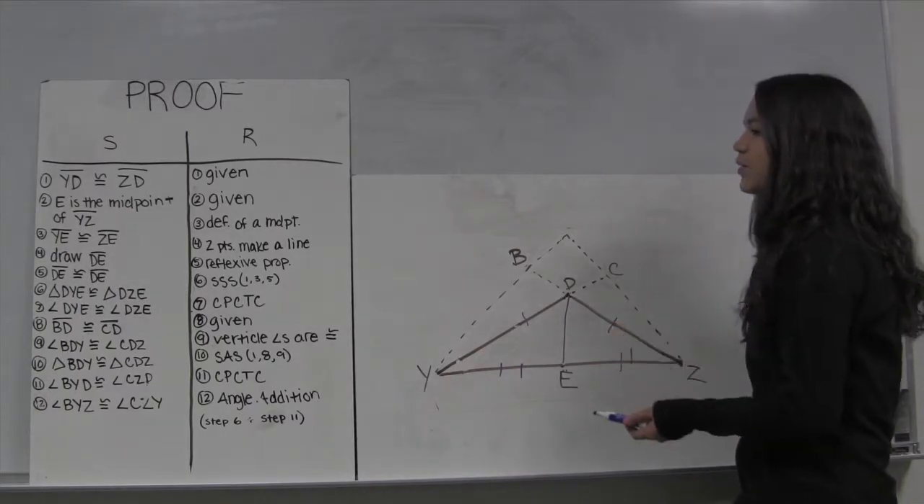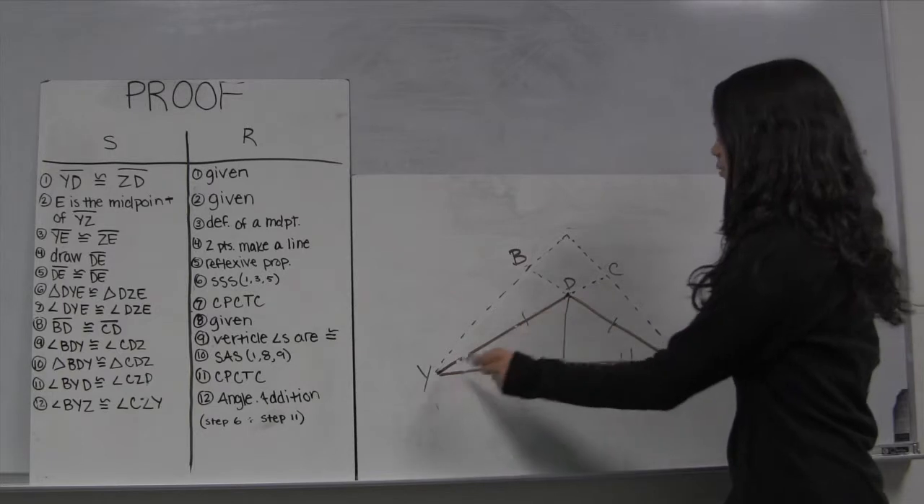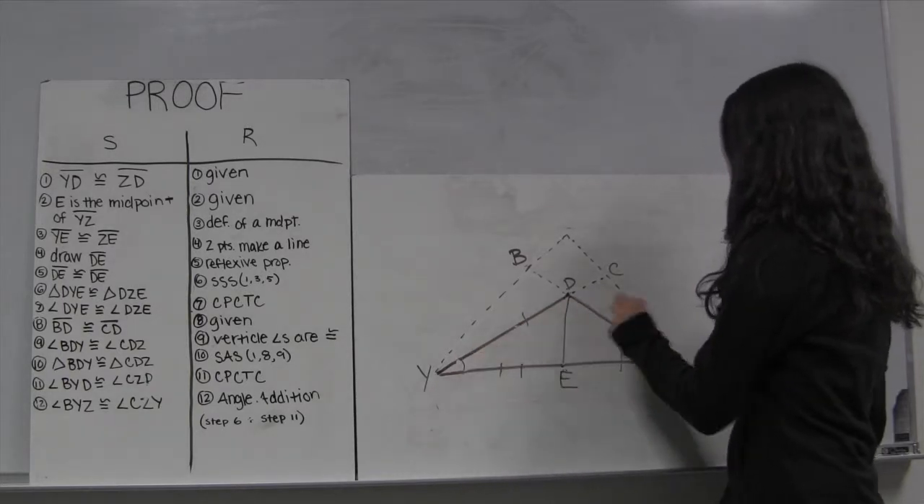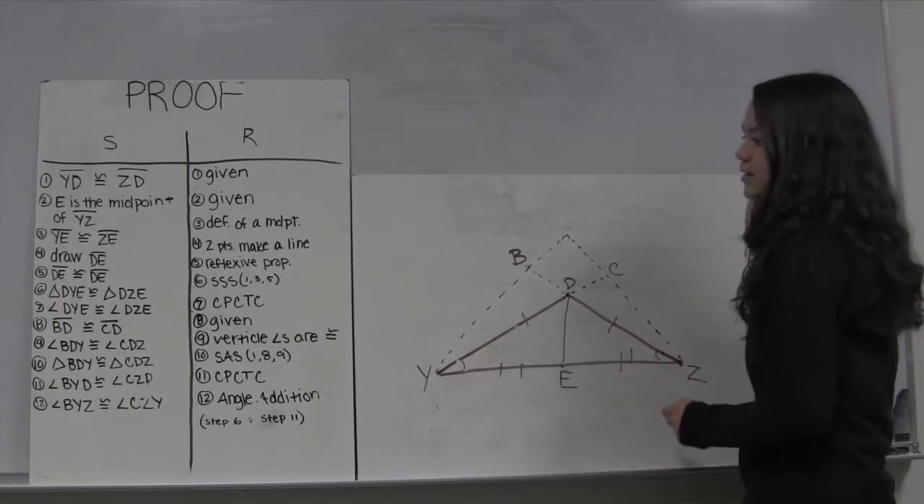And because we know the two triangles are congruent, we know that angle DYE is congruent to angle DZE, which is CPCTC.